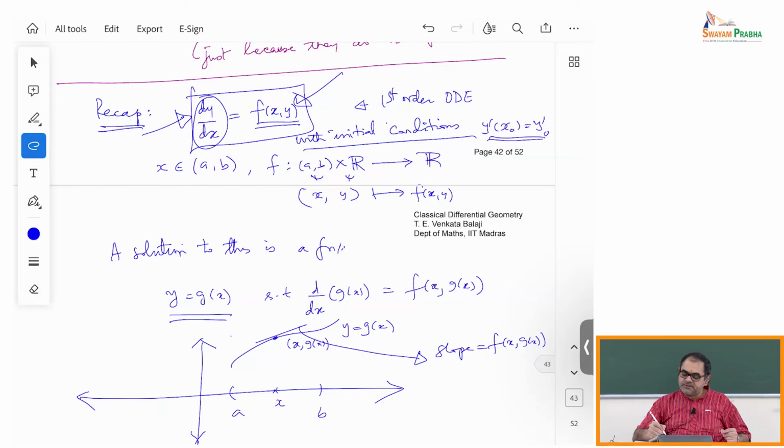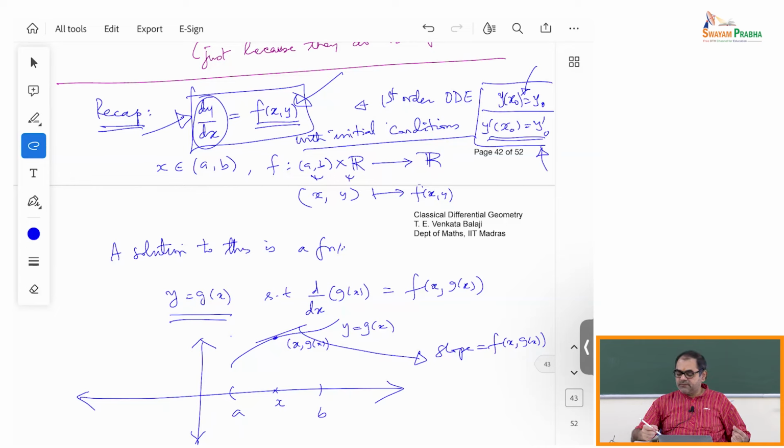The initial condition is that you put y of x naught is equal to y naught. Either you put it like this or you put it like that, it's all right. If you put y of x naught equal to y naught, it means that the curve should pass through (x naught, y naught). And if you put it like this, at x naught, the slope of the tangent must be given by y naught dash.